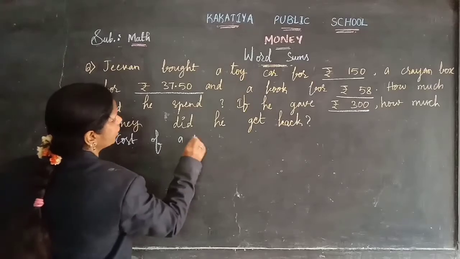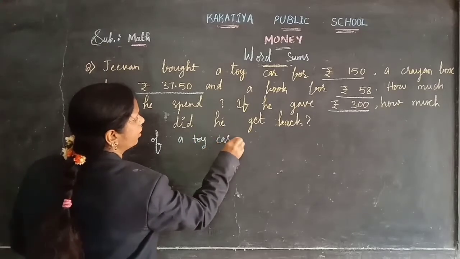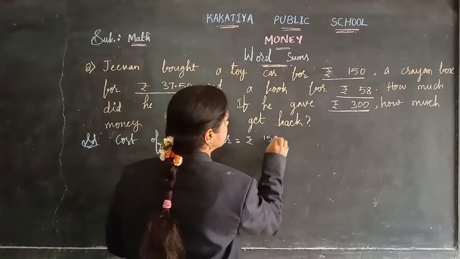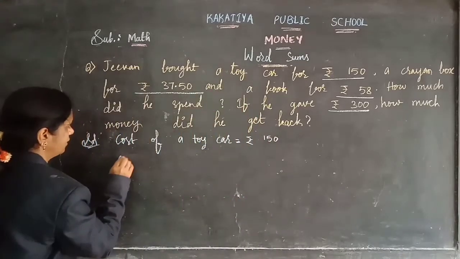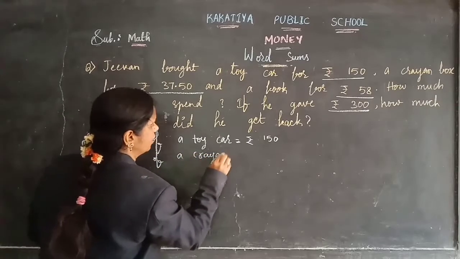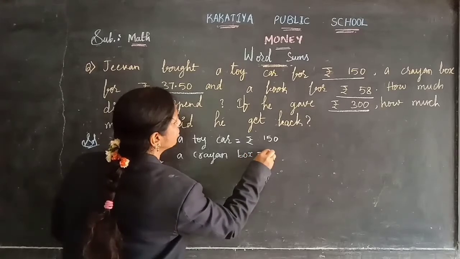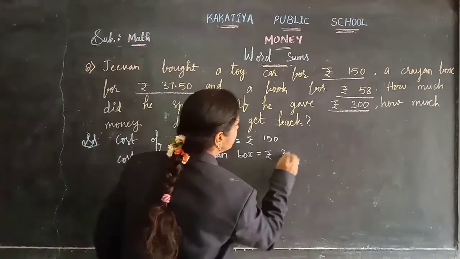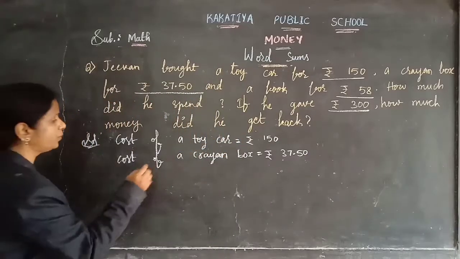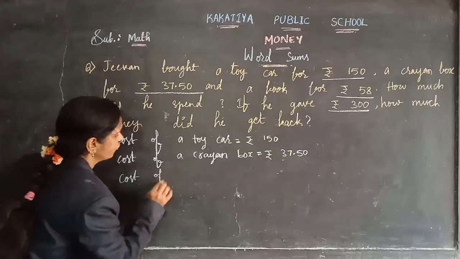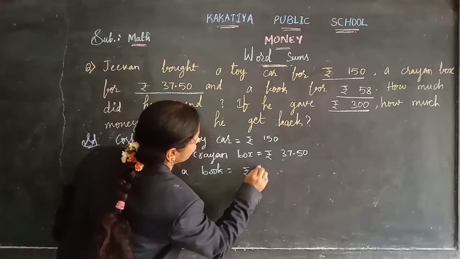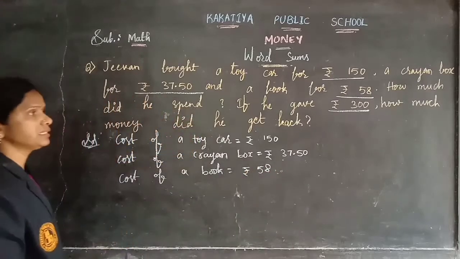Cost of a toy car. What is the cost of a toy car here? 150 rupees. Yes. Next item is the cost of a crayon box, which is 37 rupees 50 paise. And one more item is there here, a book. So the cost of a book is 58 rupees. Yes, three things they have given.